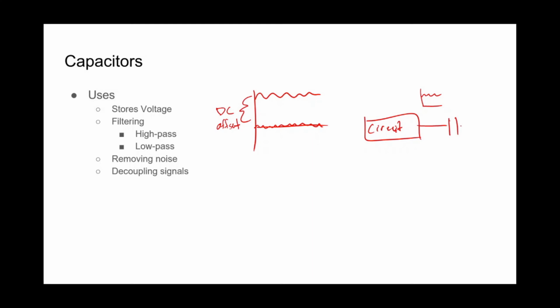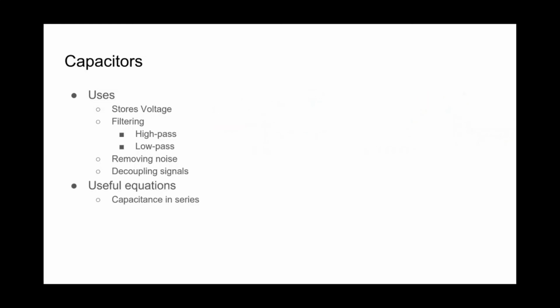If you just put it through a capacitor, the output is just like that. There's no DC anymore. We've completely stripped it off with that capacitor, because remember, it allows lower frequencies to pass but kills high frequencies such as DC. All right, now let's talk about some useful equations with capacitance.